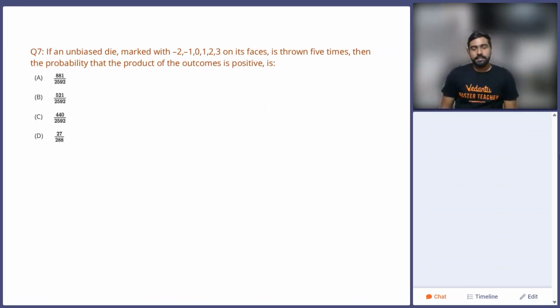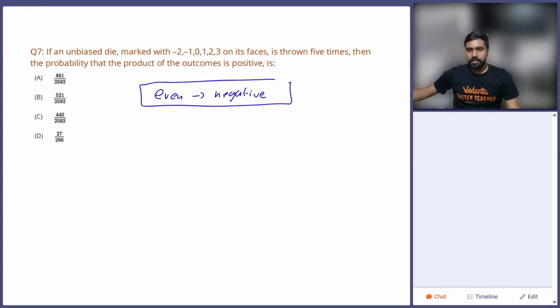All right. So you have an unbiased die which is marked with -2, -1, 0, 1, 2, 3 on its faces. It is thrown 5 times. The probability that the product of outcomes is positive. For the product of outcomes, the only thing that we care about is whether the number is positive or negative, right? Because I need an even number of negative outcomes. Positive outcomes can come anyways. The outcome has to be positive, so 0 also is not allowed.